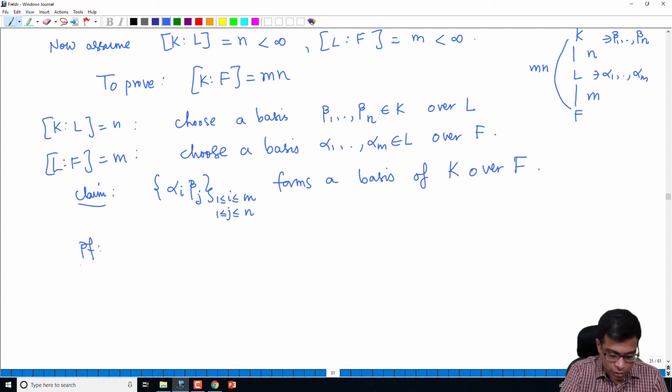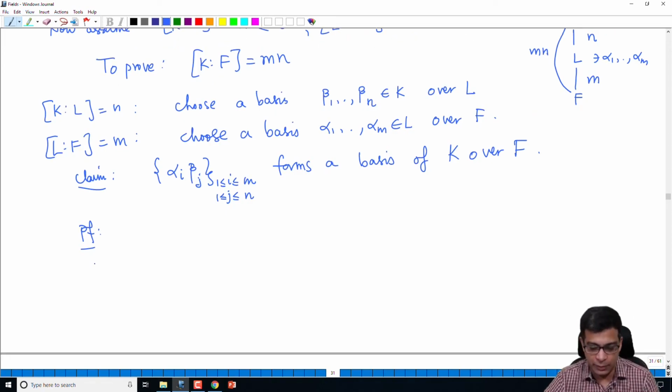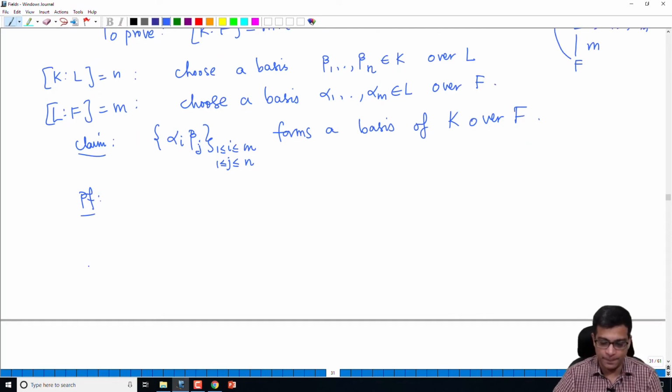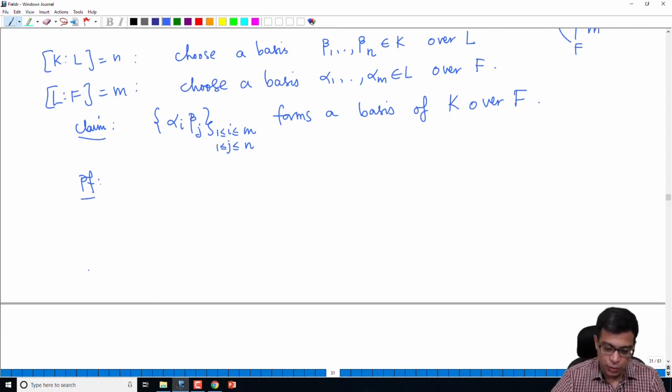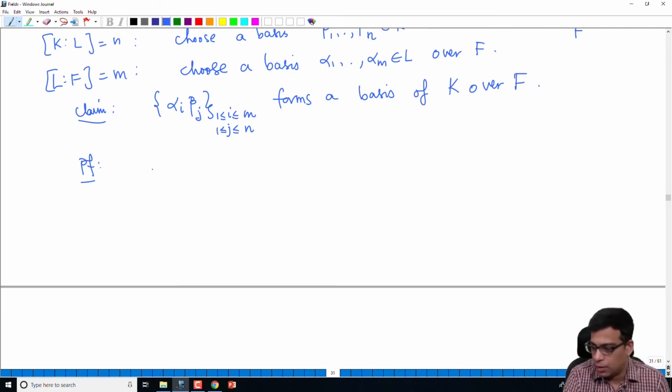So it is fairly easy to conclude that this is actually a set of mn distinct elements. So I will make that remark after proving this claim. Because beta j's are different, alpha i's are mutually different, the products cannot be equal for different indices. So we have a basis consisting of mn elements, so that means the dimension is mn. So this is very easy. This spans, you can check.